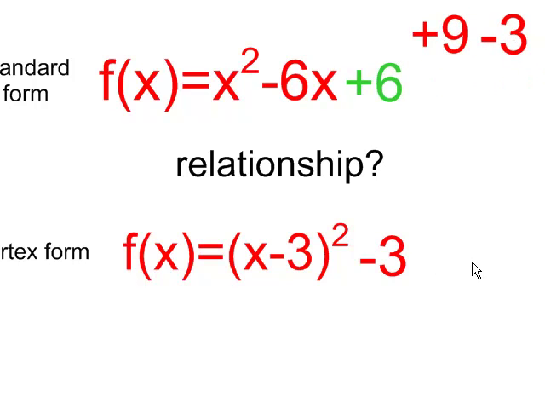So your job is to figure out, given the standard form and all the relationships we know that exist between this minus 6 and that plus 9 and that minus 3 and that number plus 6, how can you figure out from this standard form of the equation what the vertex form of the equation is? And that's your job.